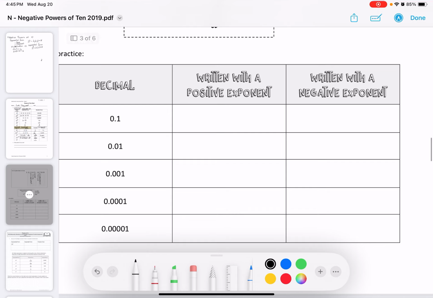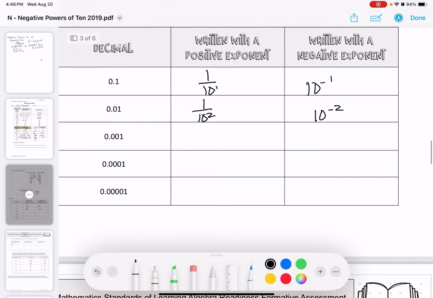And just a little bit of practice of writing it with a positive exponent. So we're going to write it as 1 over 10, and I got one place, that's 10 to the first. Written as a negative exponent, 10 to the negative 1. We have 2 place values after the decimal. So with a positive exponent, that is 1 over 10 squared. And as a negative exponent, that is 10 to the negative 2.